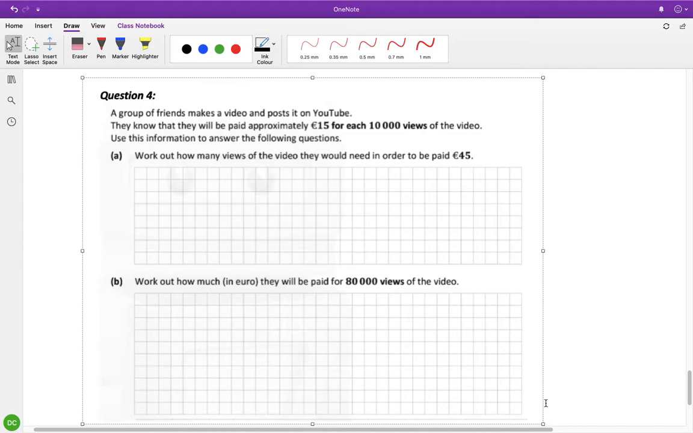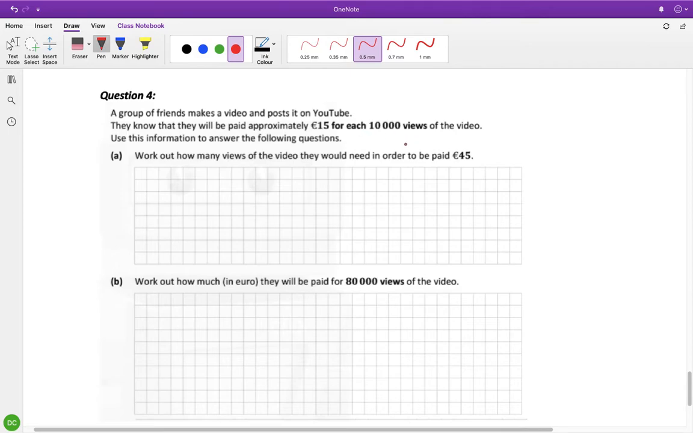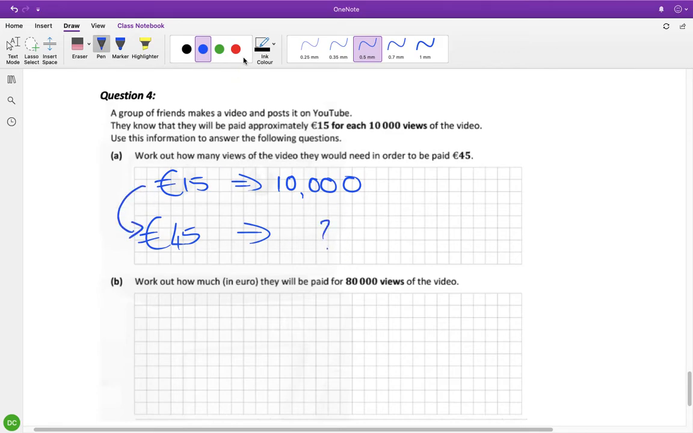So a group of friends make a video and they post it on YouTube. They know that they will be paid approximately €15 for each 10,000 views of the video. Use this information to answer the following questions. Work out how many views they would need in order to be paid €45. So €15 if they get 10,000 views. So how many views do they need in order to get €45? So you're just looking at this. That is 3 times bigger. So you would need this to be 3 times bigger. So it's going to be 30,000 views.